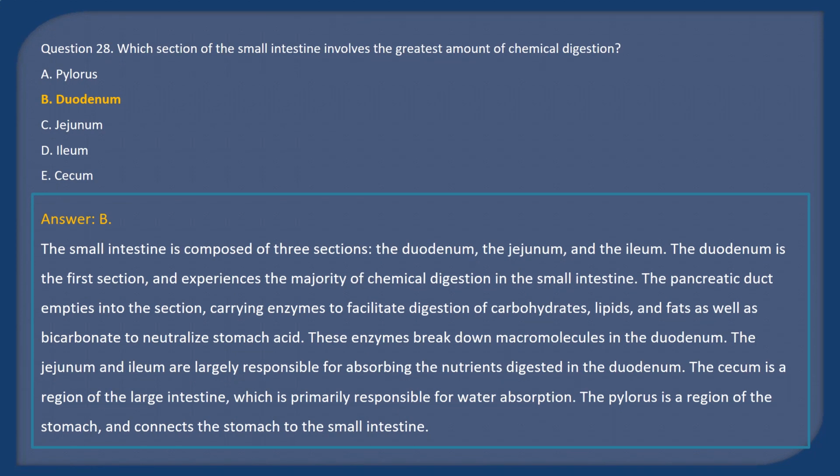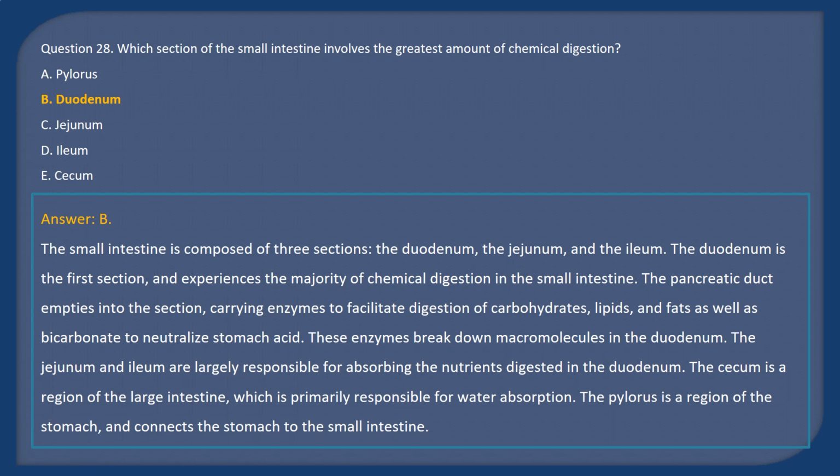Answer B. The small intestine is composed of three sections: the duodenum, the jejunum, and the ileum. The duodenum is the first section and experiences the majority of chemical digestion in the small intestine. The pancreatic duct empties into this section, carrying enzymes to facilitate digestion of carbohydrates, lipids, and proteins, as well as bicarbonate to neutralize stomach acid. These enzymes break down macromolecules in the duodenum.